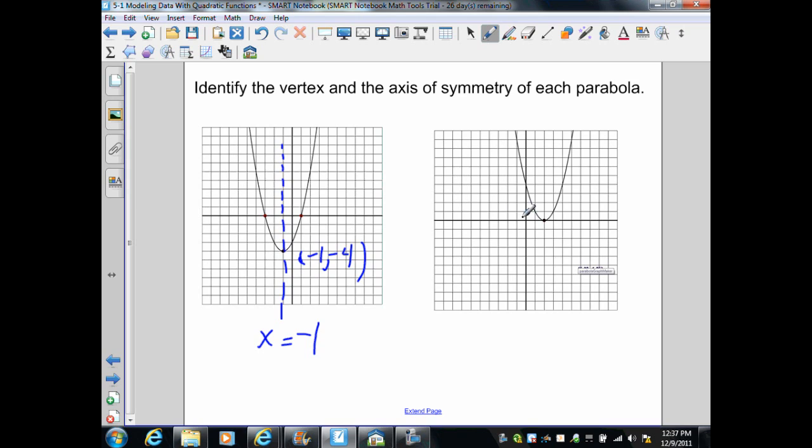The next example, I have a parabola with a minimum point for the vertex. Here, that is located at 1, 2, 0. That is the value for the vertex, or ordered pair. I have a vertical line that intersects that ordered pair for the axis of symmetry. It is located with the equation of x equals 2.